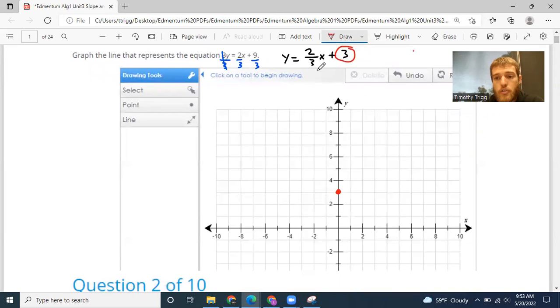So using this 2/3, this is the rise over run. So from this y-intercept, we're going to rise 2, run 3. Rise 2, run 3. And you can create additional points by following that pattern. Rise 2, run 3. And these points should all line up. Okay, use the line tool and go ahead and connect these points, creating the line. Okay.